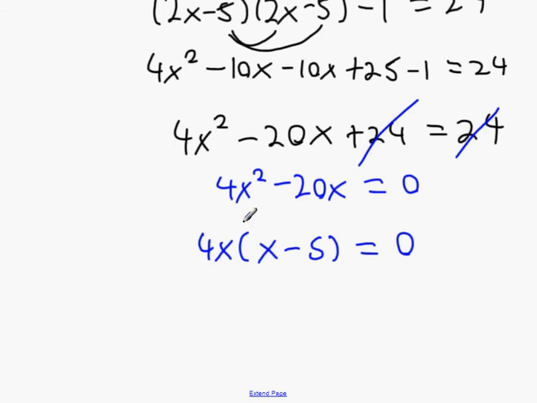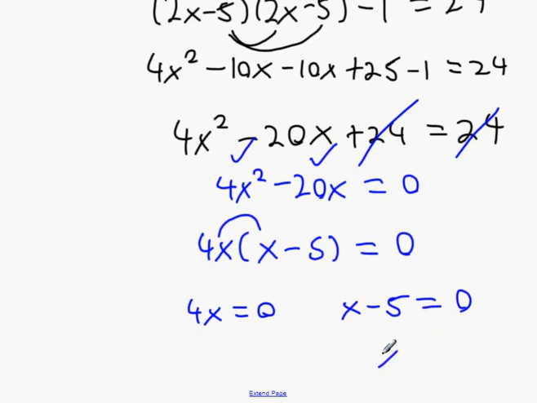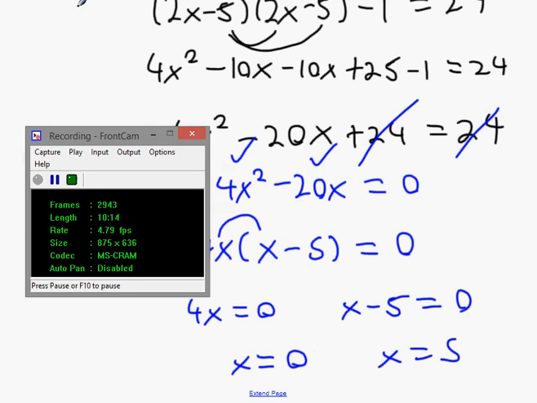Now guys, to check this, you'd multiply it back out. 4x by x, 4x squared. 4x multiplied by minus 5, minus 20x. Please do that check before you go any further. Okay? And then finally, for 4x equals 0, or x minus 5 equals 0, x will equal 0, or x equals 5. Yes, Sean?